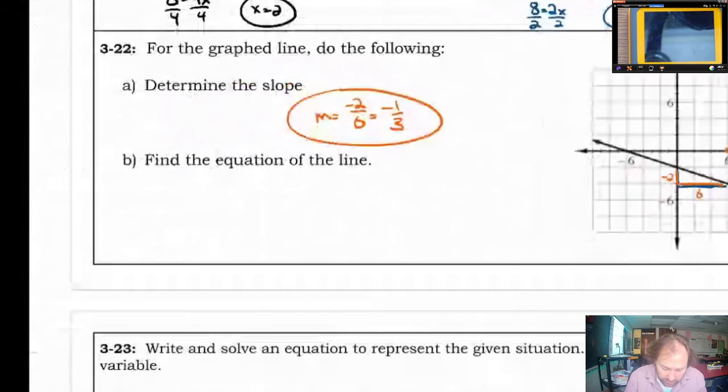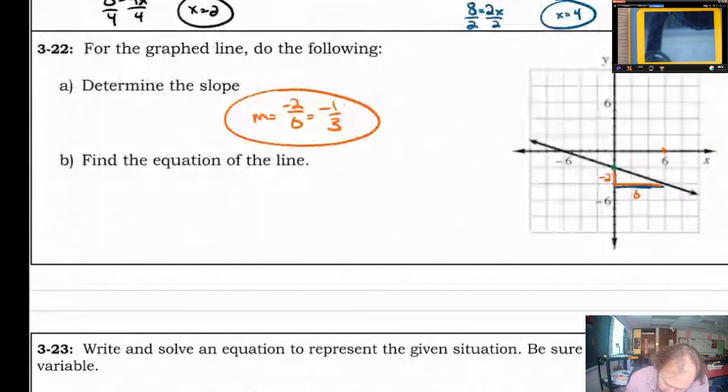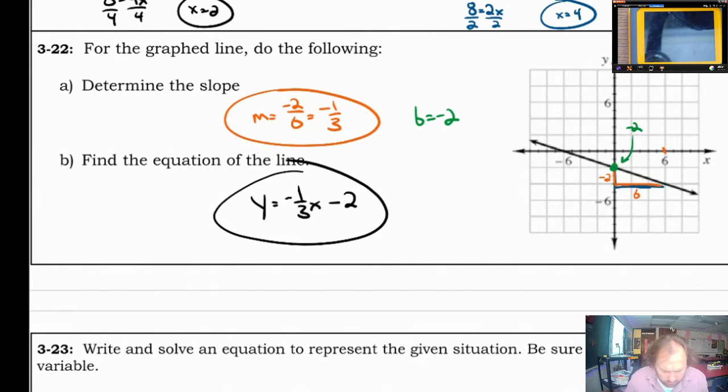As far as the equation of the line goes, well, the y-intercept appears to be negative 2 also, just looking right there at the graph. So b is equal to negative 2. So it's just a matter of putting it all together. Y is going to equal negative 1/3 x minus 2, I think is the best way to write the equation of that line.